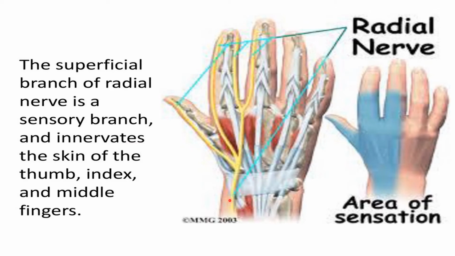Okay, so this is the superficial branch of the radial nerve, and it is a sensory branch, and it innervates the skin of the thumb, index, and middle finger. So the medial branch is the larger of the terminal branches of the superficial radial nerve, and it innervates the ulnar aspect of the dorsum of the thumb, dorsum of the index and middle fingers, and radial aspect of the fourth finger.